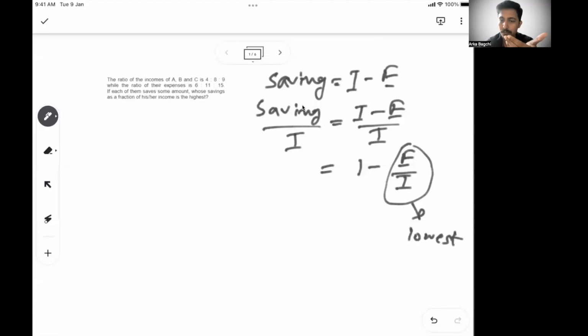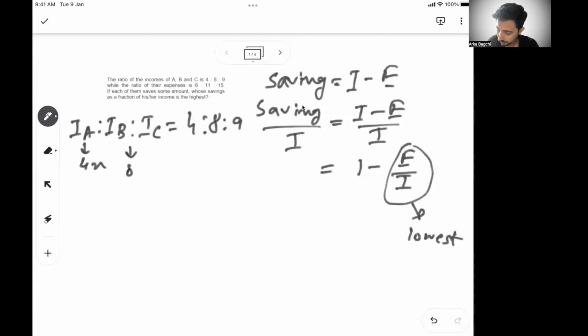So with that concept, we can say expense by income, this fraction has to be lowest for that person only, for whom the savings by income has to be the highest. So if we go ahead with this, income wise, I know income of A is to income of B is to income of C is typically 4 is to 8 is to 9. So this can be 4x, 8x, and 9x.